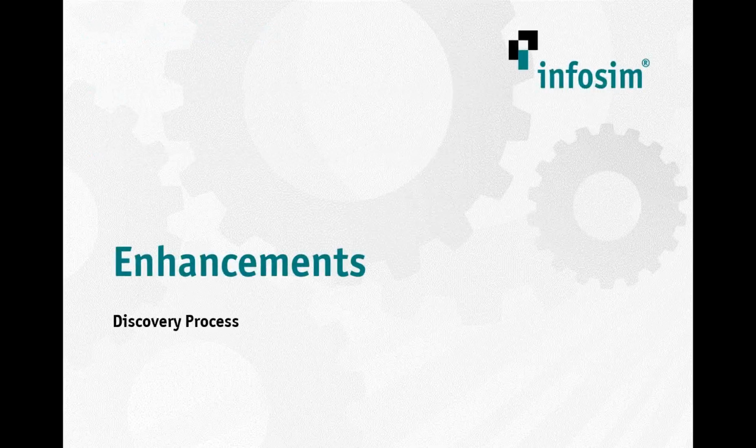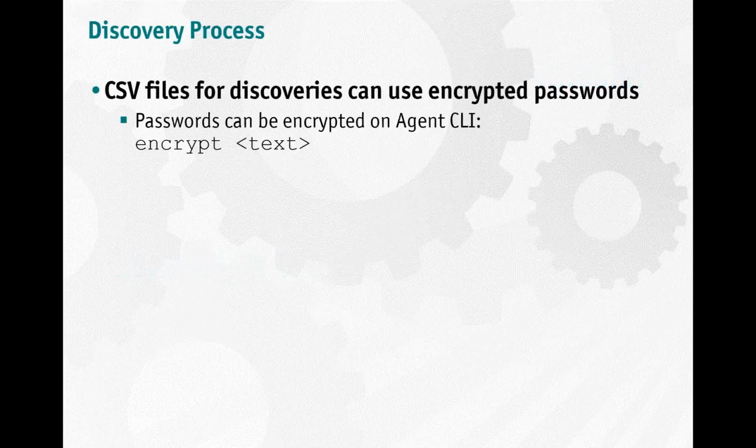And we also, of course, did some enhancements to our discovery process. One first cool feature you can use now is the encryption of passwords in your discovery, or more precisely in the CSV files you use in your discovery jobs. So instead of writing in your passwords in clear text, you can encrypt them now using the agent CLI. But this has the advantage that not everybody who is allowed to look into your CSV files or in your discovery file manager can directly see the credentials of your devices.